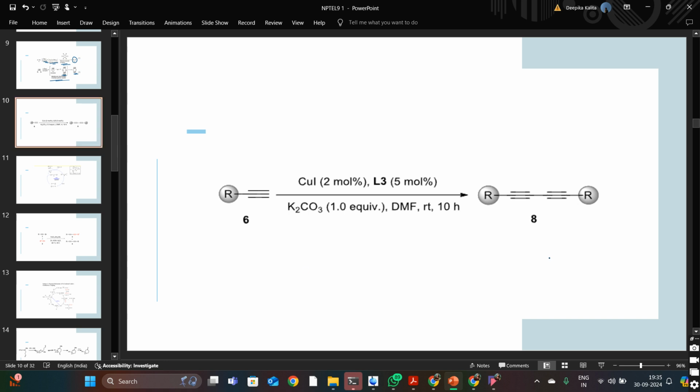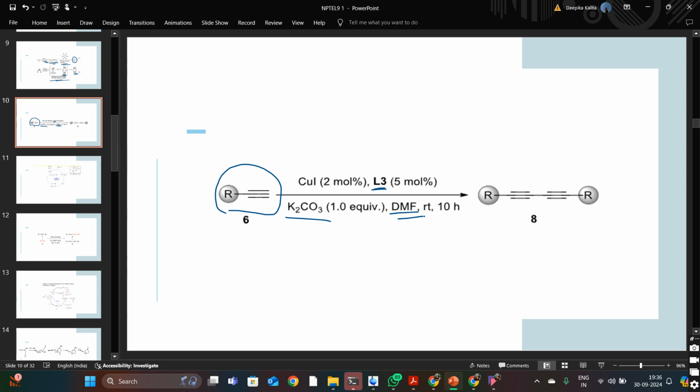So, okay, again this is another coupling reaction which is very very interesting. We are starting with the monoalkyne with the substitution of R. R can be any alkyl group, okay? And we are treating it with copper iodide in presence of ligand L3. This can be any organic ligand you can consider, and K2CO3 base is used, and in presence of DMF solvent.